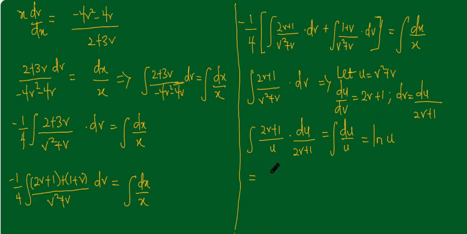So on substituting u back, we have the integral of (2v plus 1) divided by (v squared plus v) with respect to v to be equal to ln(v squared plus v). So that's the first integral evaluated.